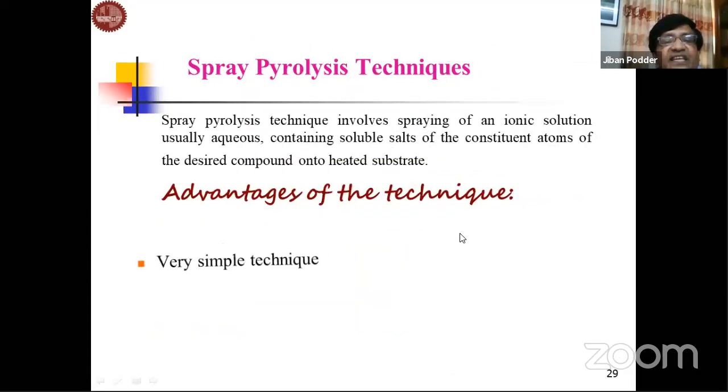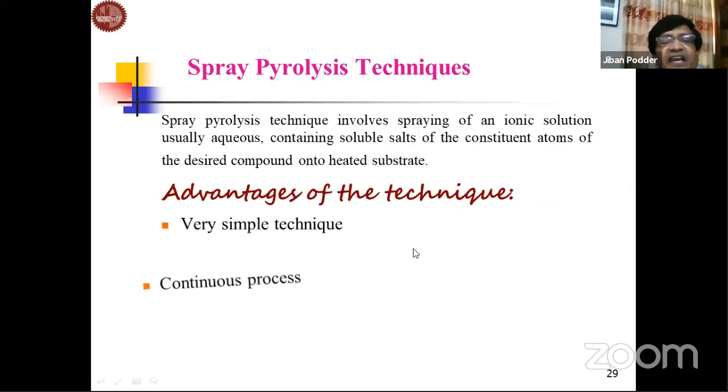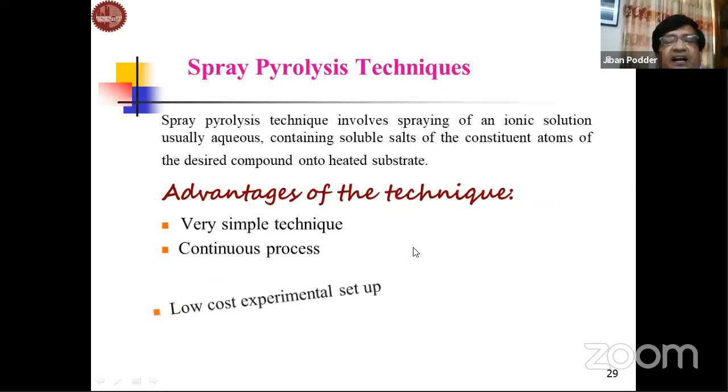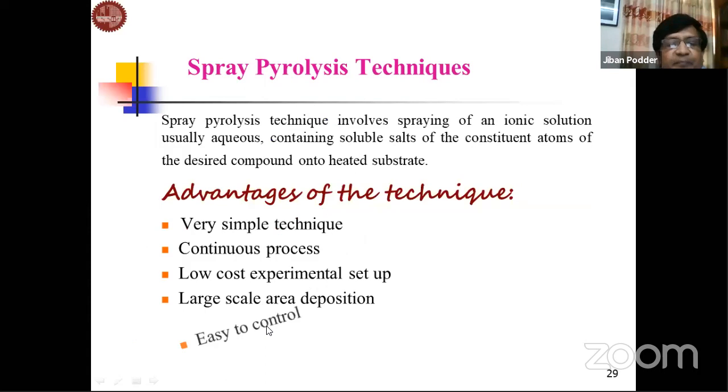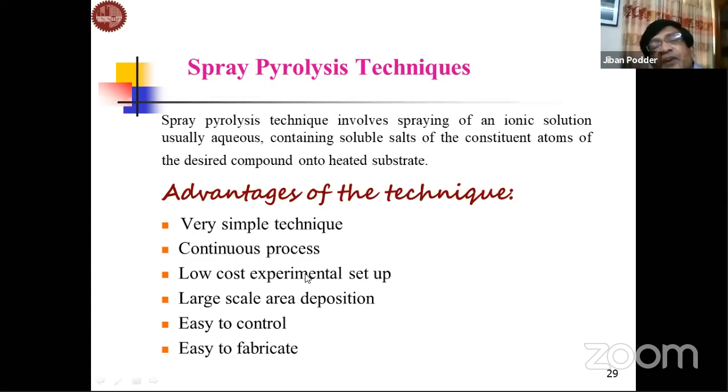Here, you see the spray pyrolysis system. There are many other techniques used to fabricate nanomaterials, such as the sol-gel method, and the low temperature spray pyrolysis technique is also useful for producing nanomaterials. Here I will show the technique which we have set up in our lab. This is very simple, a continuous process, a low cost setup, with large scale area deposition, easy to control, easy to fabricate, and overall we don't need any vacuum systems.